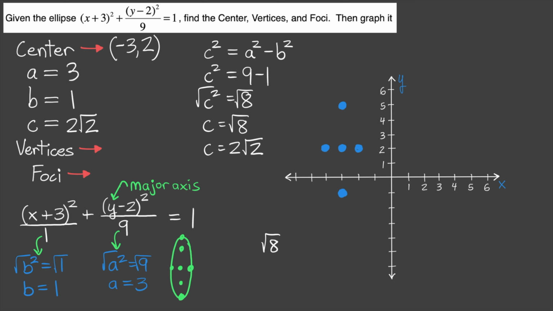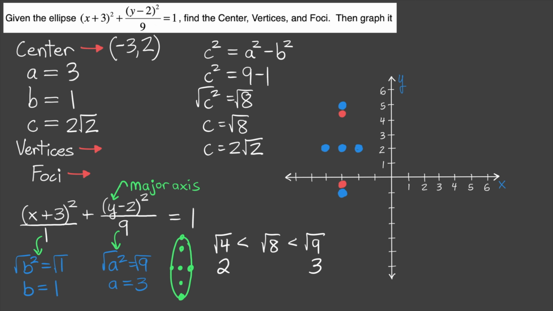So root 8 is just under root 9, and it's definitely bigger than root 4. Notice I'm looking at perfect squares. So that tells us it's between 2 and 3, but it's much closer to root 9, so much closer to 3. So that means root 8 is about, we'll just say, 2.8-ish. So we're going to go up 2.8, so that'll take us to about right there. So we'll put a red dot there for our focus, and then we'll go down about 2.8 as well. All right, so there is our graph.